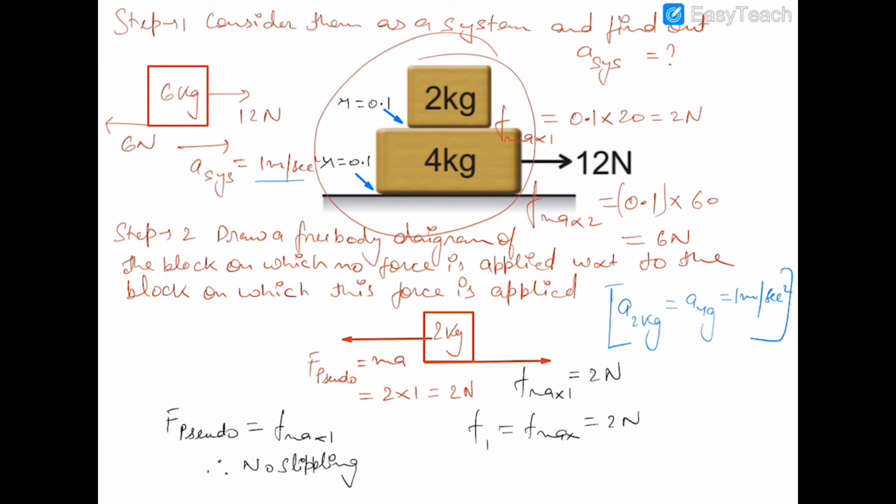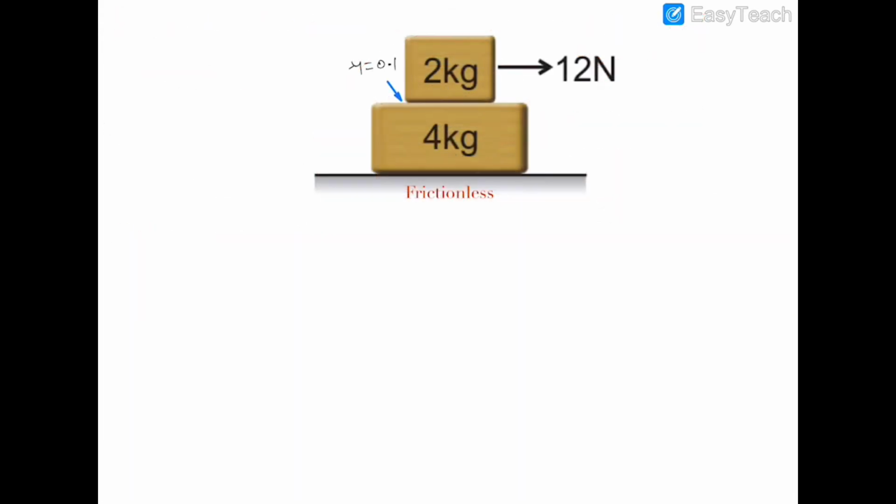Okay, now we move on to the next question. Now in this question we will repeat the same procedure as we have done in the previous one. That first of all we have to consider it as a system, and considering this as a system, the system has a mass of 6 kg, and as there is no friction on the ground, so apart from 12 newton, no external force will be acting on this system.